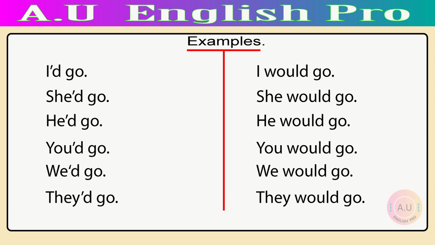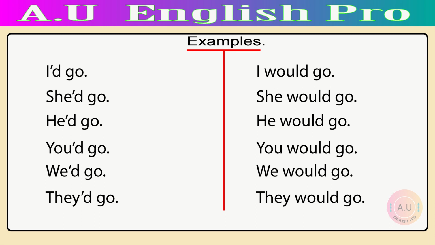Or another example is he'd go. So in this sentence we are using the first form of the verb. So according to the use of would, we have to use first form of the verb. So finally the full form of this contraction is like he would. Or another example is you'd go. So here we are using the first form of the verb, so according to the rule of the use of would, the full form of this contraction is like you would.